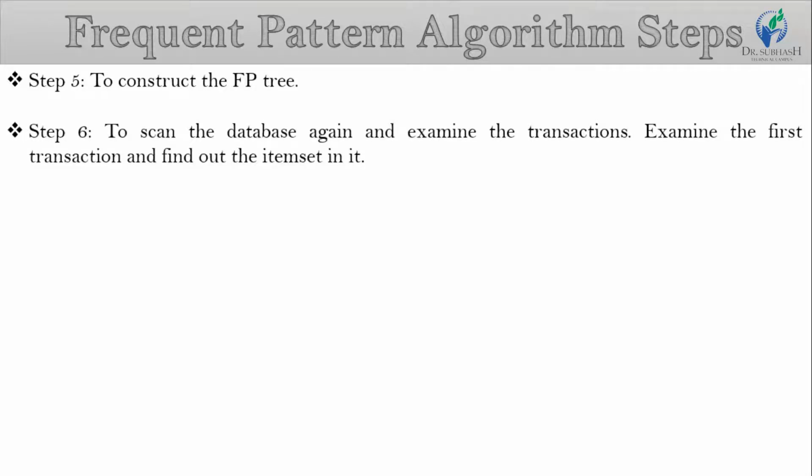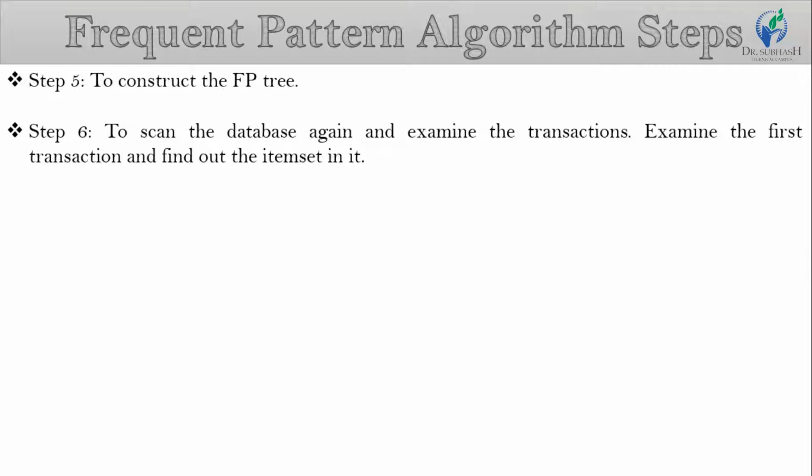The next step is to scan the database again and examine the transactions. Examine the first transaction and find out the item sets in it. The item set with the maximum count is taken at the top, then the next item set with lower count, and so on. It means that the branch of the tree is constructed with the transaction's item sets in descending order of count.